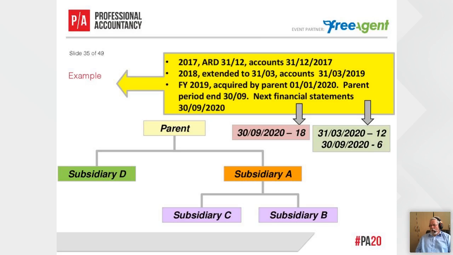So as it stands at the moment, A Limited's accounting period will end on the 31st of March 2020, but it's now part of a group. And what the new parent would like is for the next set of financial statements to be made up for an 18-month period through to the 30th of September 2020. Well, why might it want to go down that route?